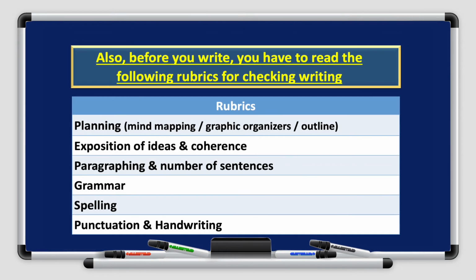Before we write or proceed with our writing task, it is important to understand how you will be graded if you have a written piece. There are some rubrics that your teacher follows. They are composed of planning, so you will be graded for planning. Did you create a mind map, a graphic organizer, or an outline? You will be graded for the exposition of ideas and coherence. Are your ideas coherent? Do they follow a chain of thoughts?